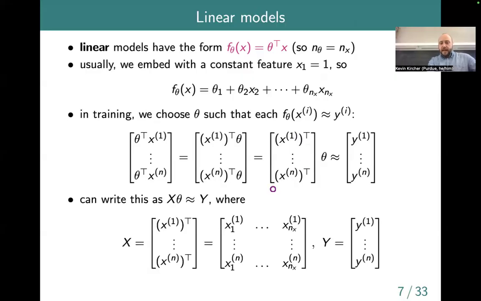Okay, so then this whole thing here we can call x, which is called the feature matrix. So we can write this as x times theta approximately equal to y. And here I'm using capital Y to represent the vector of all the targets that we're trying to hit. So here x would be, again, n rows, nx columns, number of features columns, and y would be n by 1.